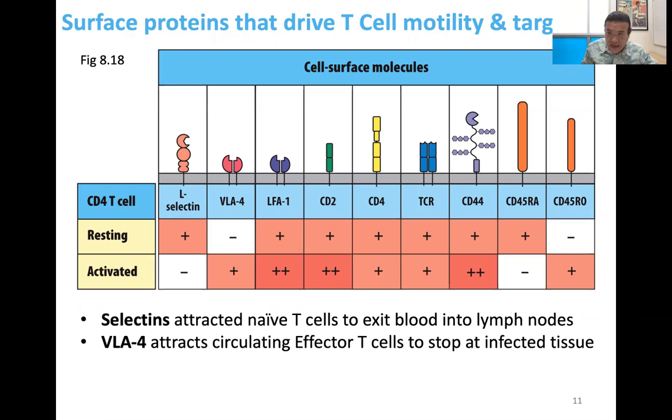to potentially activate. Right? On the other hand, a T cell that's already done that and actually activated and is going off to do its job, it doesn't want to necessarily go into lymph nodes again and again and again, because that's not where the action is, right? Now that it's activated, it wants to find the site of infection, where the cells that are infected are. So those cells express VLA4, so that VLA4 can attract circulating effector T cells to stop at infected tissue sites.